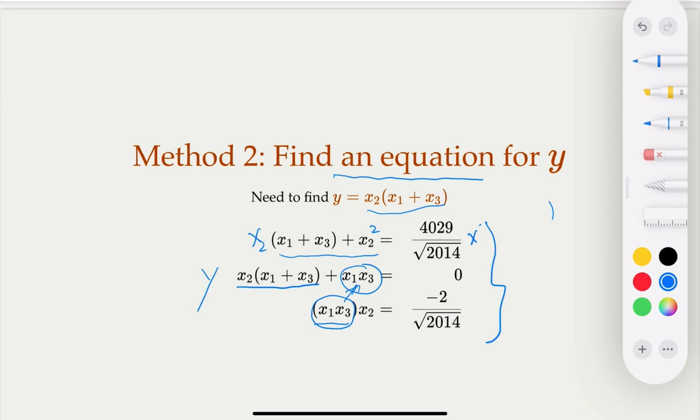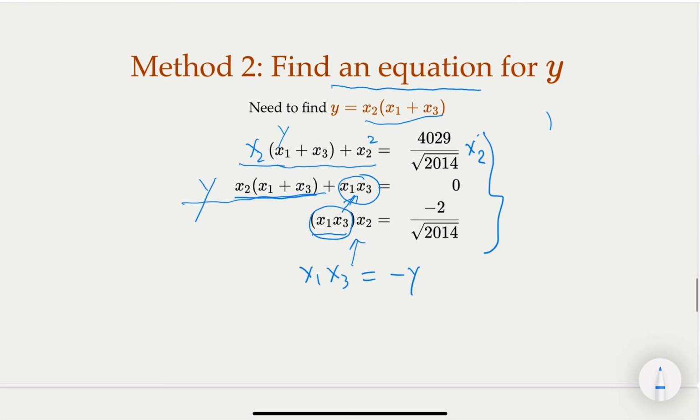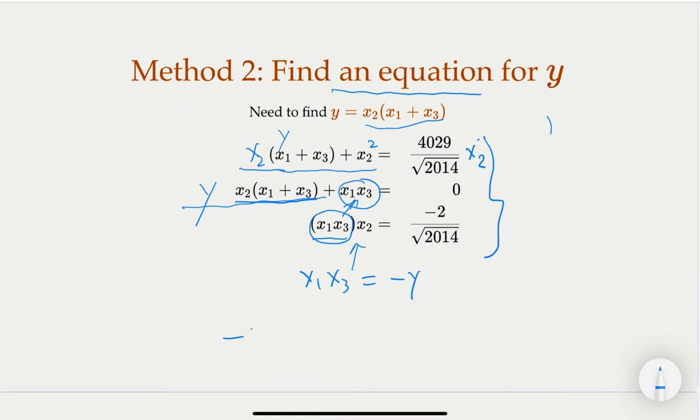So I'm going to have x2 here. Then this is your y here, right? So from equation number 2, we know that x1 x3 is equal to negative y, right? From equation number 2 here. And if you plug in here, what do you get? You get negative y times x2 equal to negative 2 square root of 2014.